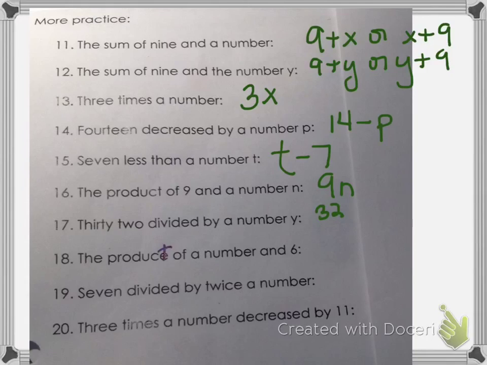The next one says 32 divided by a number y. In algebra, division questions are written as a fraction, so this is going to say 32 over y. 18 is the product of a number and 6. 6x. The next one is 7 divided by twice a number. That is written as 7 over 2x. And our last one, 3 times the number decreased by 11 equals 3x minus 11.